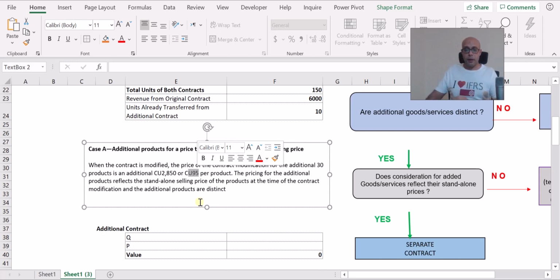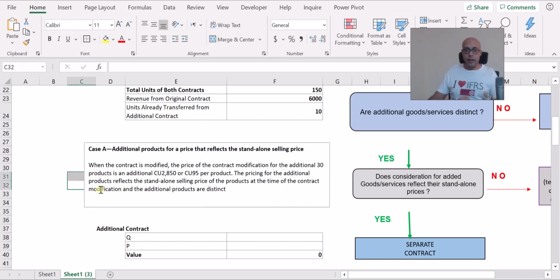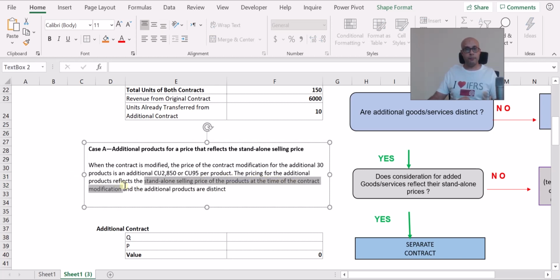Let's complete. The pricing of the additional products reflected the standalone selling price of the product at the time of the contract modification. So today's price, the price that the company is selling their products today, is 95. And when we signed the additional contract of 30 units, we sold this unit based on the current price as of today. So this is the standalone selling price. So again, to conclude, these 30 additional units reflect the standalone selling price as of today. So we don't have complications so far.